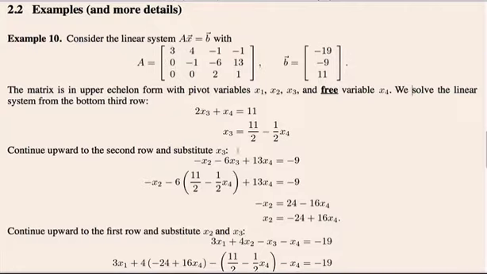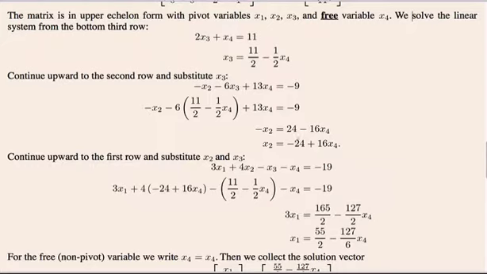And now we will have to substitute x3 and x2. But first let's write out what the first row stands for. The first row stands for the equation 3x1 + 4x2 - x3 - x4 = -19. Then we replace x2 with its expression. We replace x3 with this formula, and then we only have x1 and x4 in this, so we solve for x1, the pivot variable, in terms of x4, the free variable.